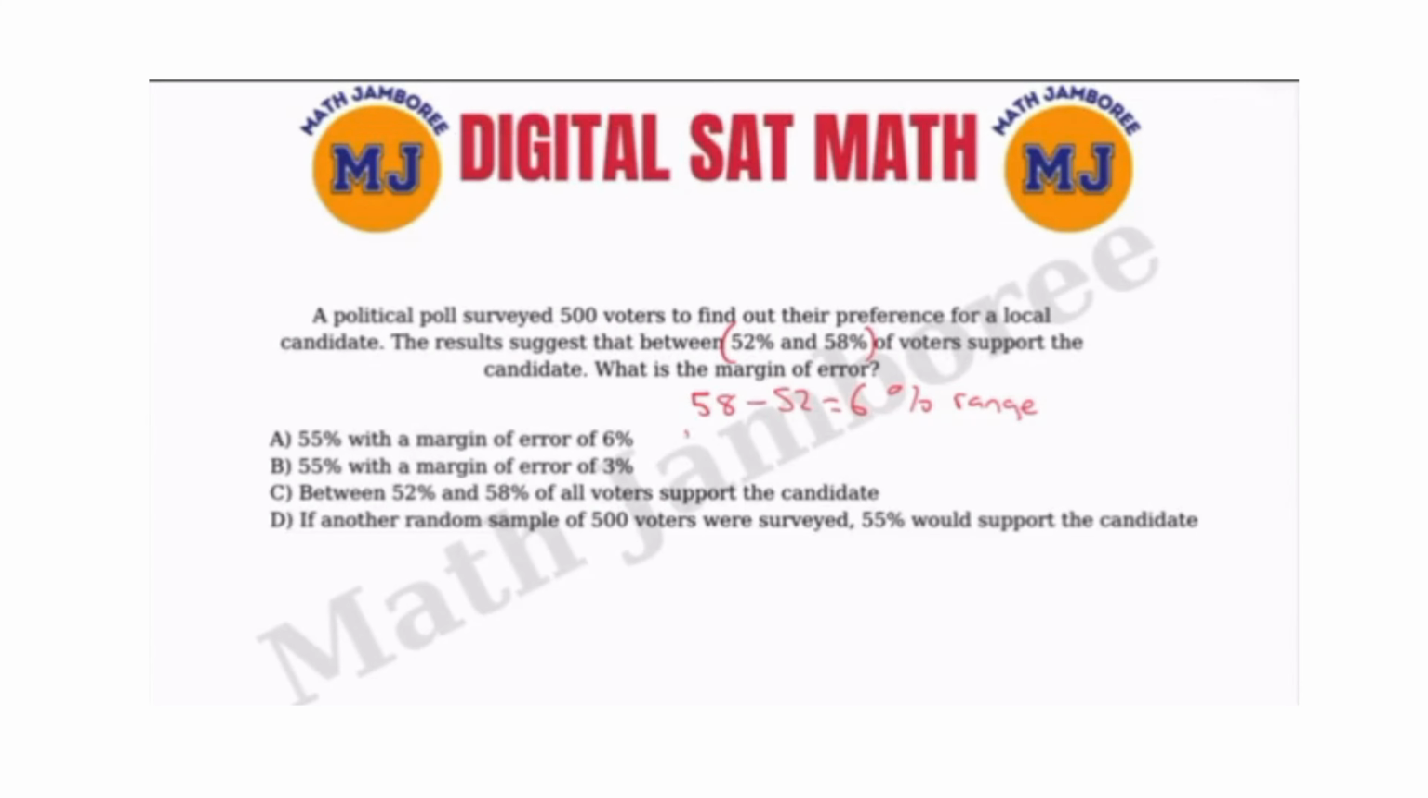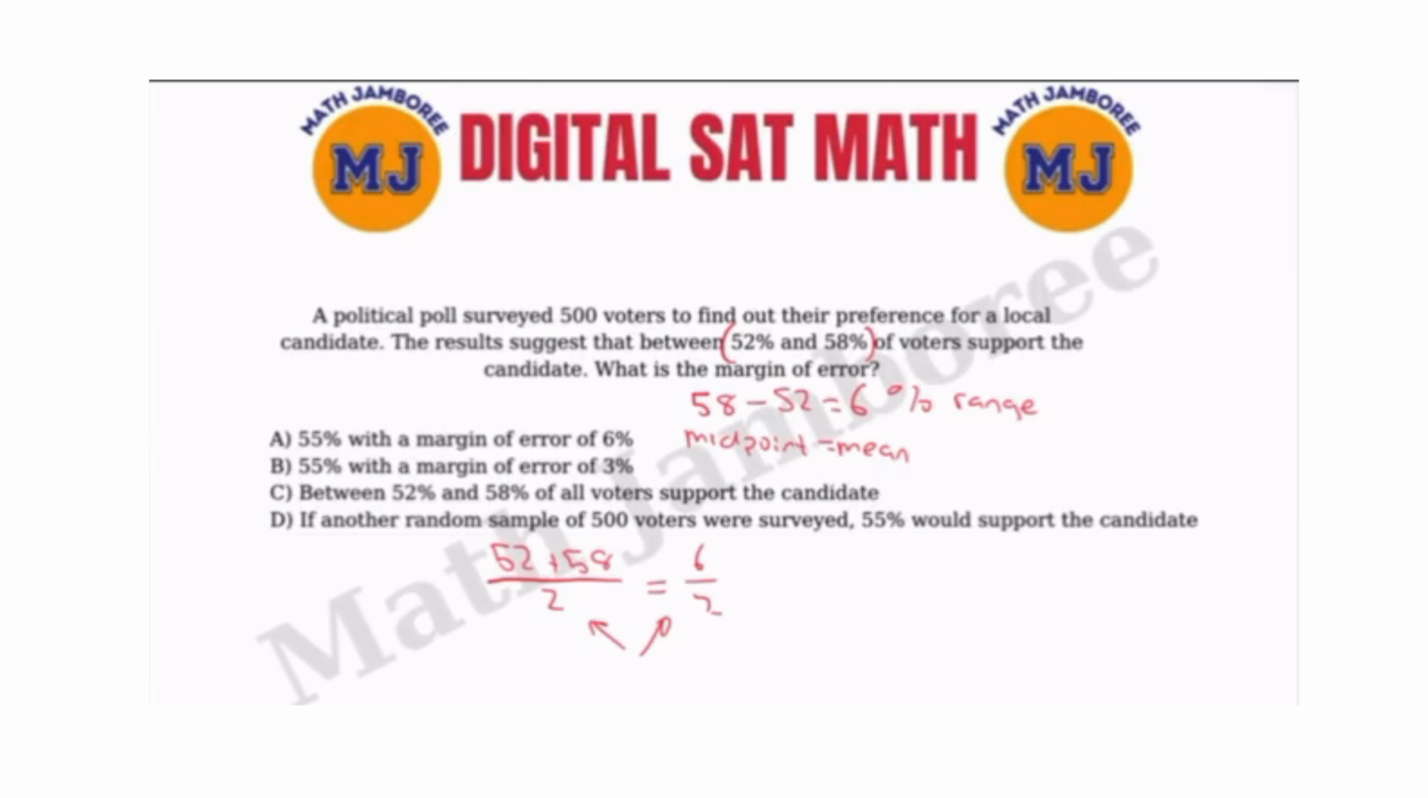Now we have to find the midpoint. I think the midpoint is similar to the mean because they do the same thing basically. You just add the data you got and divide it by the number of data you got. So 52 plus 58 divided by 2 because you got two data here. That equals to 6, our range, divided by 2. We divide the range by 2 because we divided by 2 on the midpoint side. So we do the same thing on the other side as well.